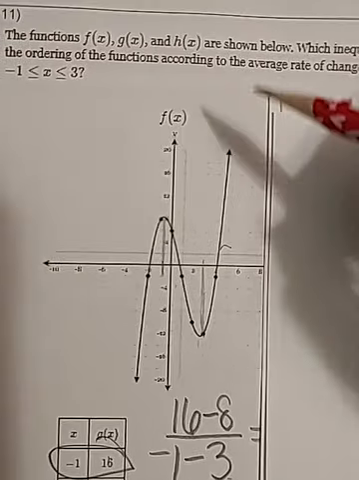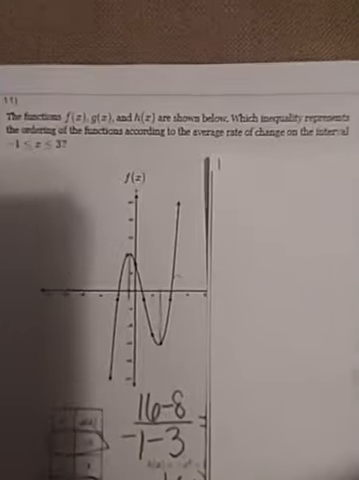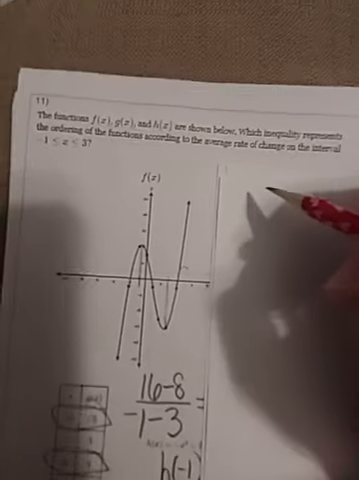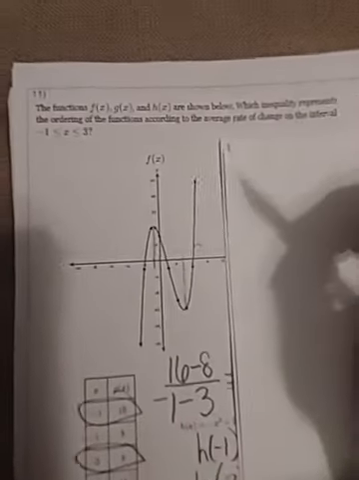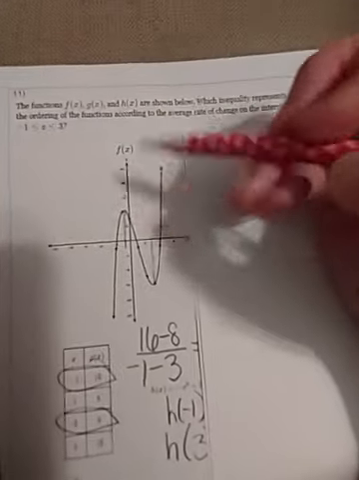All right, so they ask you to find the average rate of change for each one of these functions, and then they ask you to order them. So this one was a good one because it had one of each type of question. So the first one, I'm trying my best here, so no shadow, had a graph.